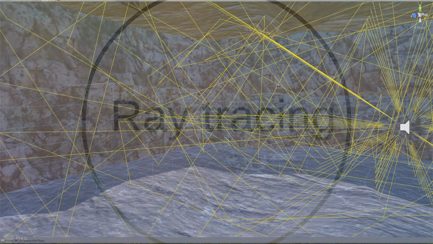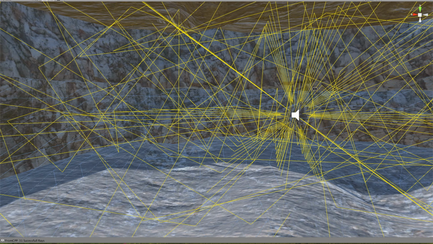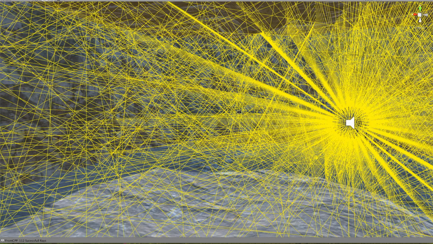Rays are automatically culled if they exceed a predefined path length or total energy absorption is too low. The software can easily vary the number of rays emitted from the sound source.